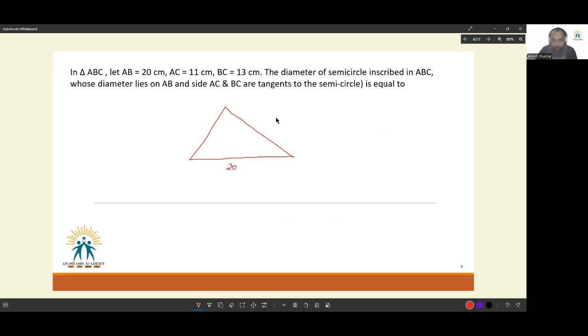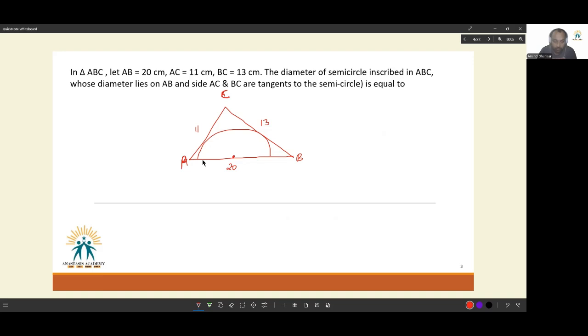This will be 20. This is 13. This is 11. And the semicircle that gets formed will be like this. Now let's say the center of the semicircle is here. This is A, this is B, sorry, AB is the longest one, no? So this is A, this is B, this is C. A, B, C, this one.